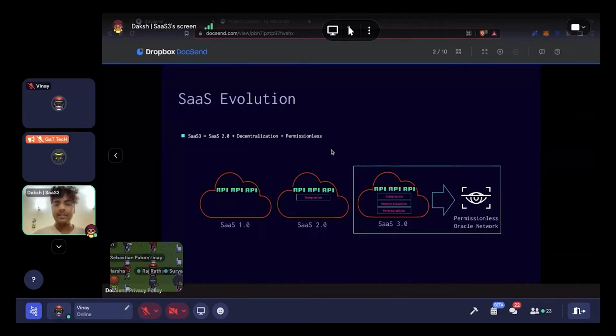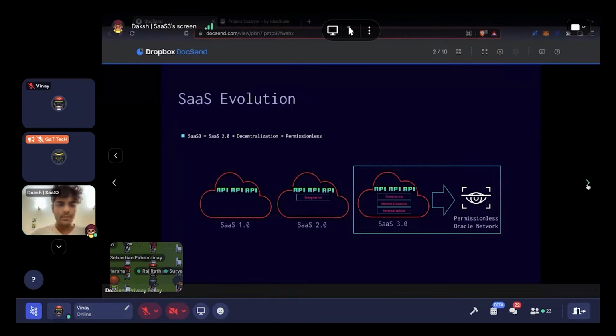Now what we are building is SaaS 3.0. SaaS 3.0 allows for decentralization and permissionlessness to be incorporated with SaaS 2.0 APIs, integrating it permissionlessly into blockchain. Any type of API should be permissionless. Once you make an API permissionless and decentralized, you can bring it onto the blockchain easily. That is what SaaS3 is doing.